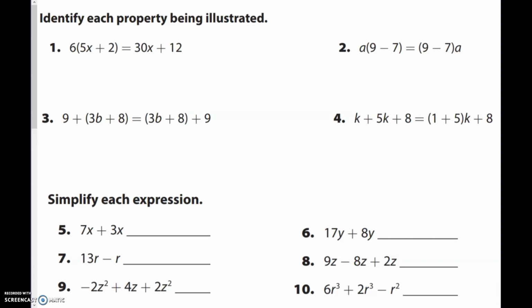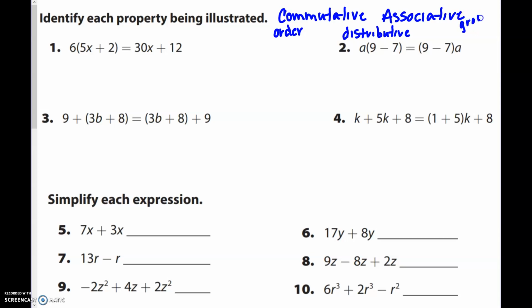Okay, the properties that we went over yesterday were commutative, associative, and the distributive. All right, the two that most kids get mixed up are commutative and associative. Commutative means that you are going to switch the order, and associative means you're going to switch the groupings, which a lot of times means the parentheses are going to group different things together.